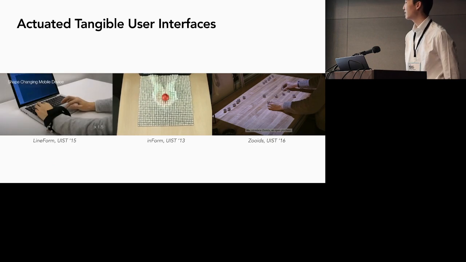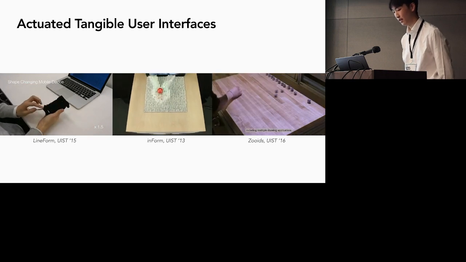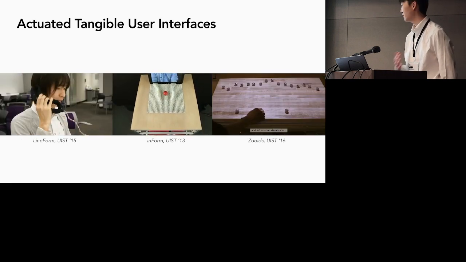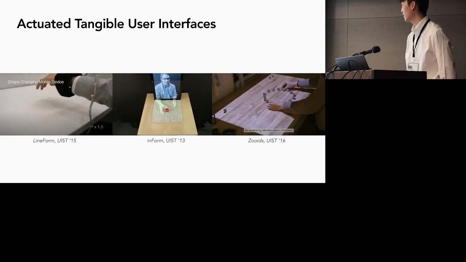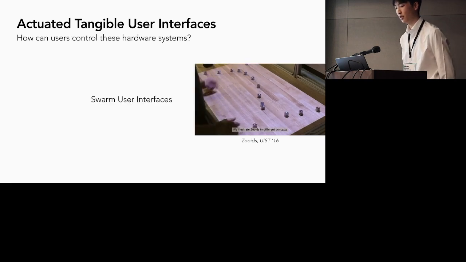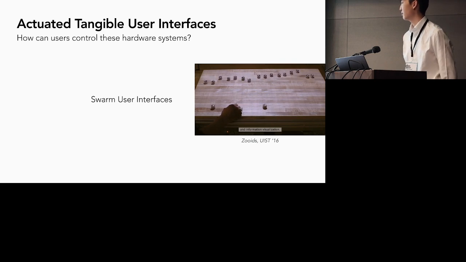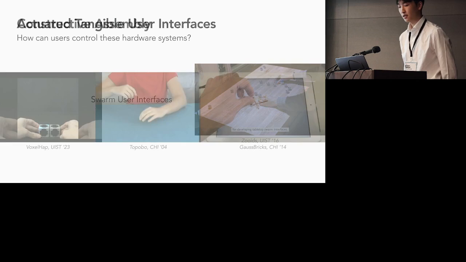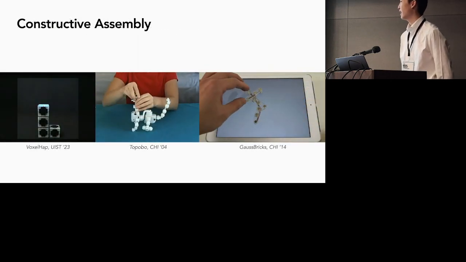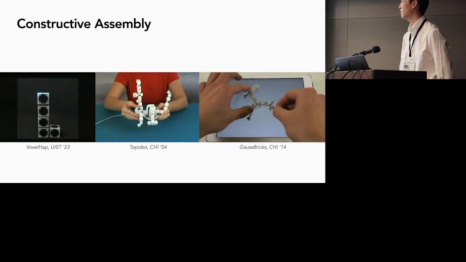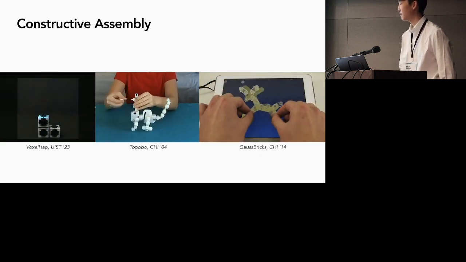In pursuit of this grand vision, researchers have explored a variety of actuated tangible user interfaces. These works create shape-changing displays and interfaces that really maximize the tangibility of interaction. Particularly, we focus on Swarm user interfaces, which focus on interaction with tabletop robots. So the question arises of how do we control such complex shape-changing systems? One approach researchers have explored is constructive assembly, where users create more complex shapes out of simpler individual nodes.